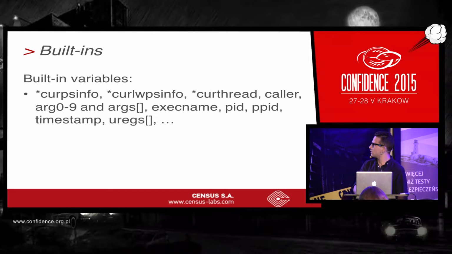Then you have caller. Well, caller is just the function that calls the function that you're actually probing. You can reference arguments, exec names, PIDs, PPIDs, which are parent process IDs. You can use timestamps, and an interesting part is that you can actually dump the registers, but you cannot modify them. I have this example later in the slide.